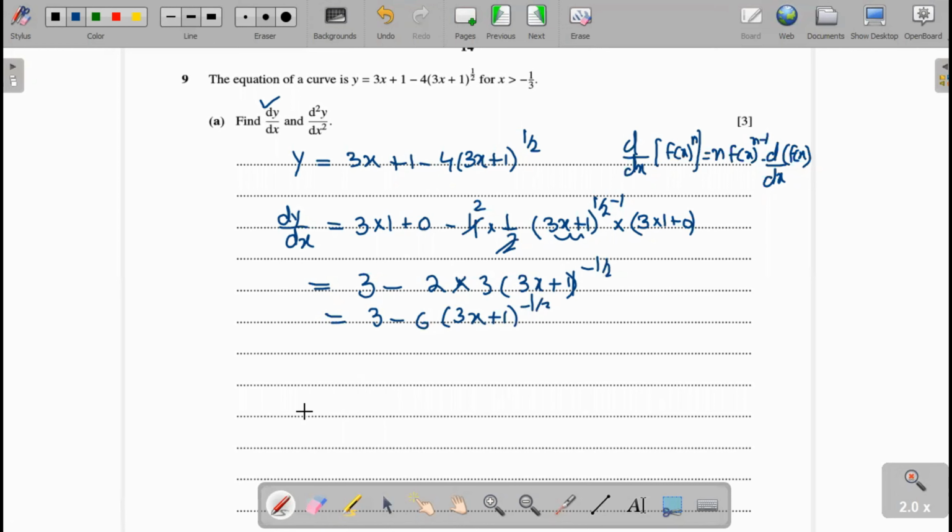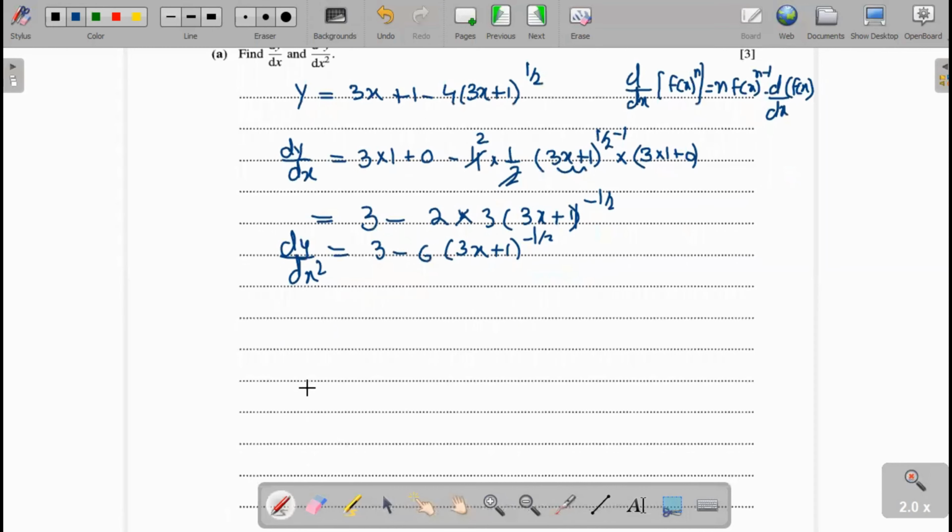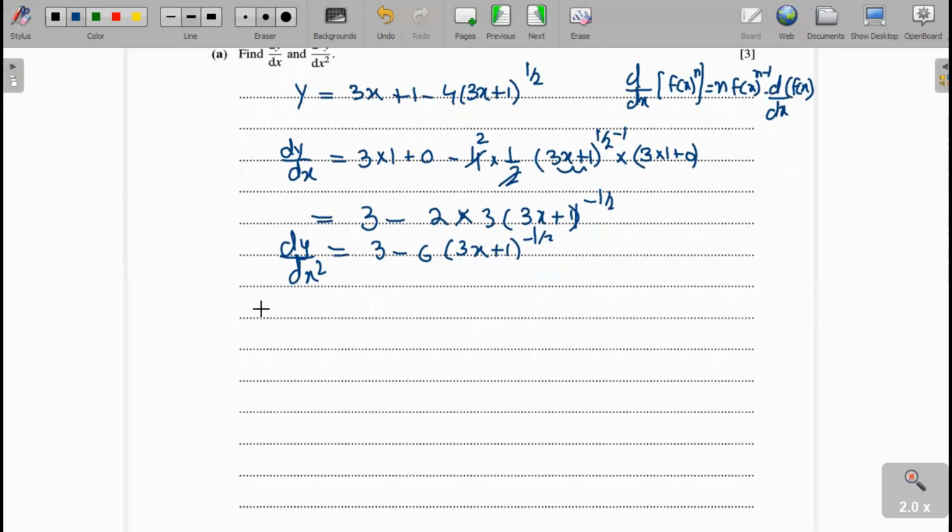Now the next step is d square y over dx square. We already found dy over dx. Now we find the second derivative, d square y over dx square. Here we differentiate dy over dx on both sides. We differentiate this.